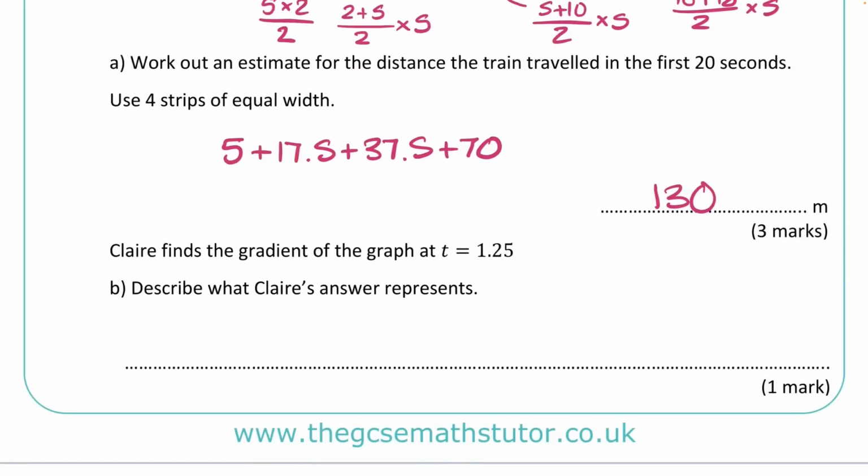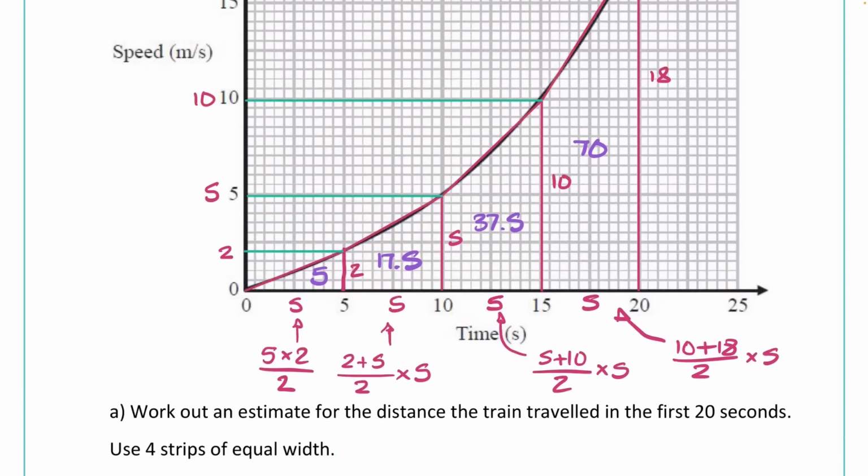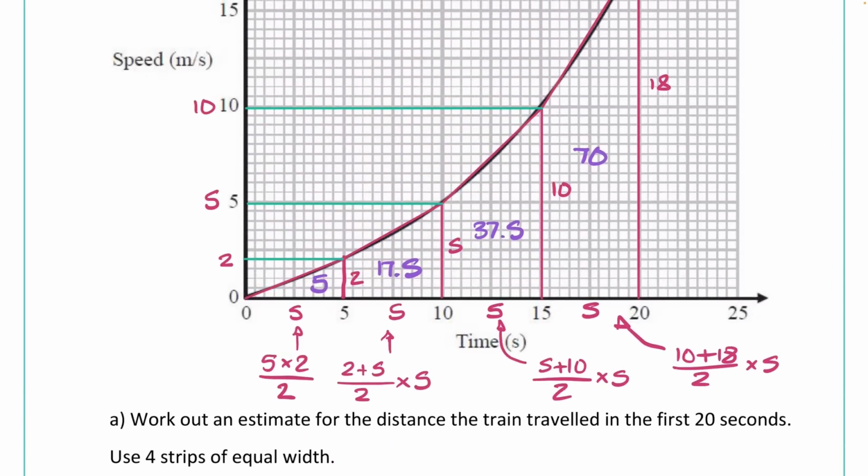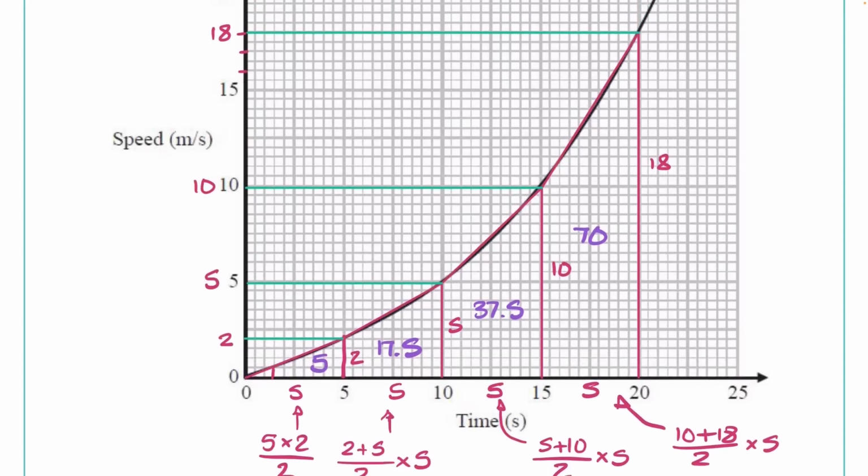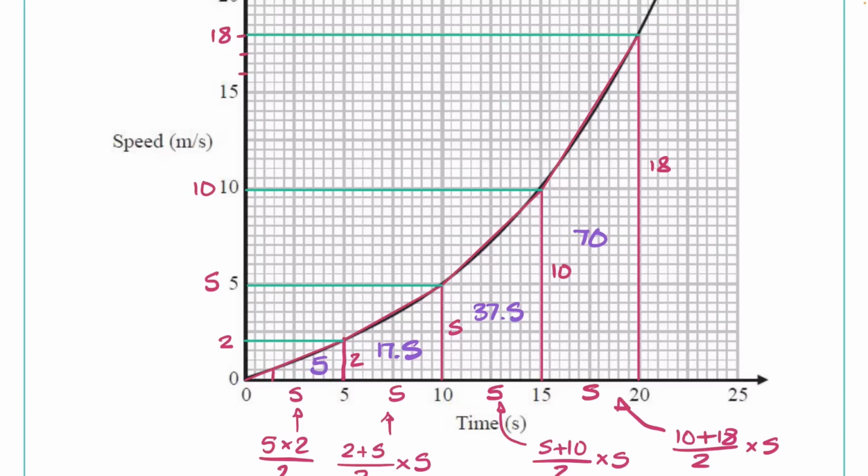This next part says Claire finds the gradient of the graph at t is equal to 1.25. Describe what Claire's answer represents. Now, 1.25 is obviously going to be very, very low. So just down here, 2.5, 1 point is just down here. So that'd be very difficult for us to work out the gradient at that point. But if we did work out the gradient, let's imagine we've worked out the gradient at a different point.